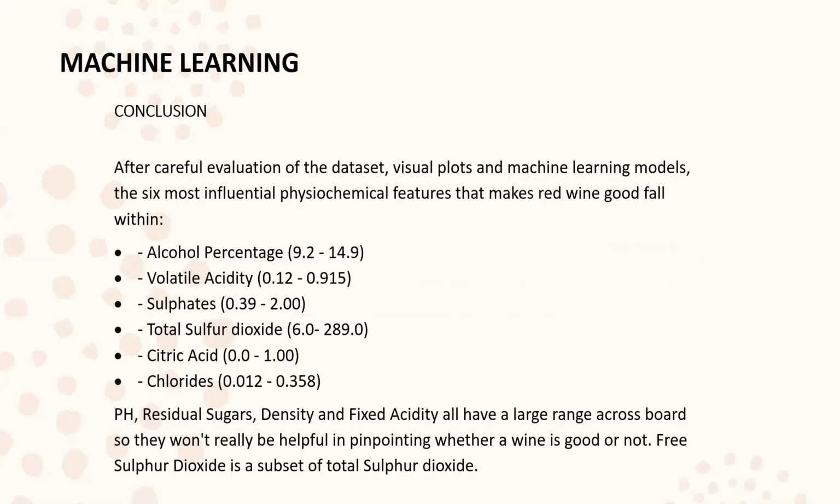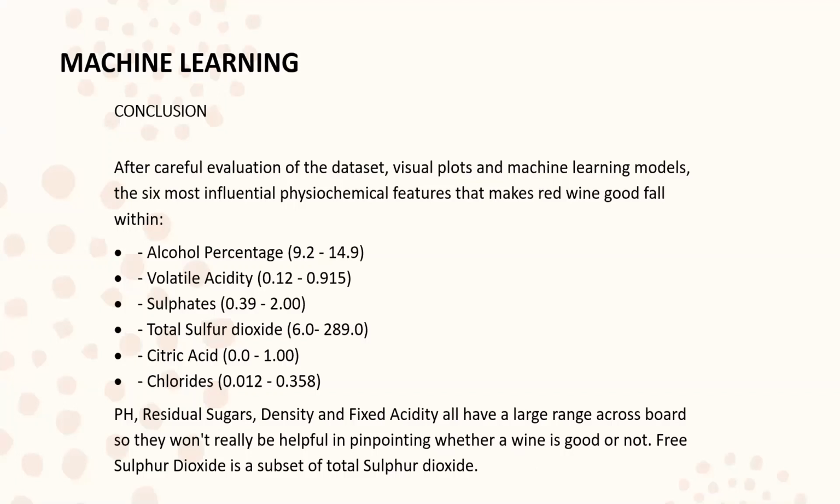Okay, so in conclusion, from the exploration we did and from the results we got from our machine learning models, we were able to trim the features down to 6 from 11, the ones which had the most influencing power on the quality score. So we ended up with alcohol percentage, volatile acidity, sulfates, total sulfur dioxide, citric acid, and chlorides. And we were also able to estimate a specific range in which any good wine will fall within for each of those 6 features.